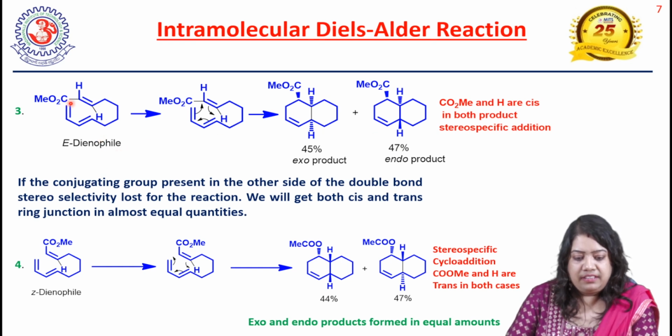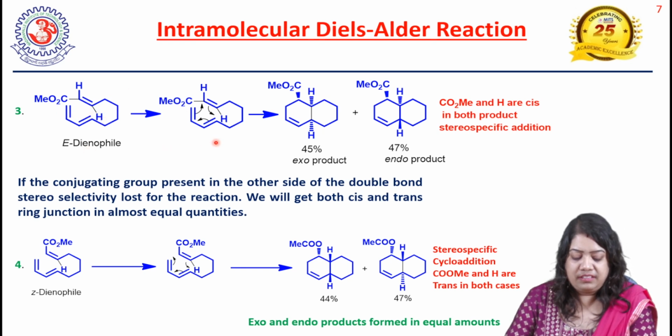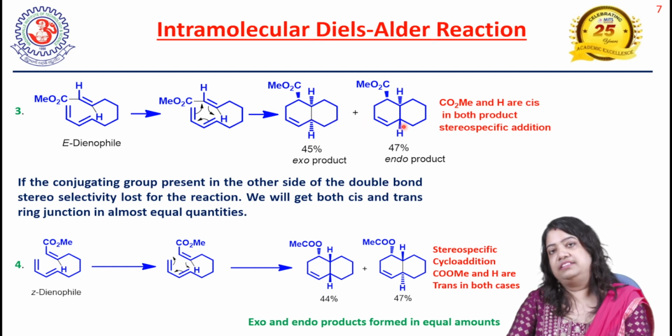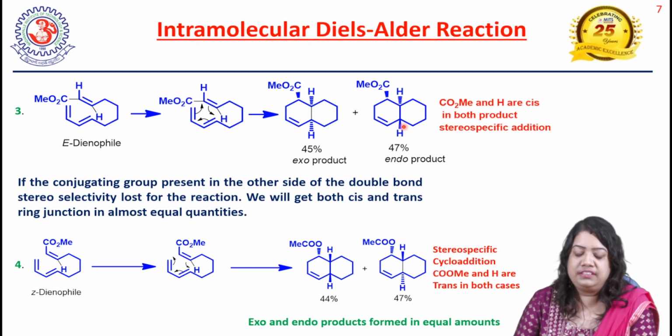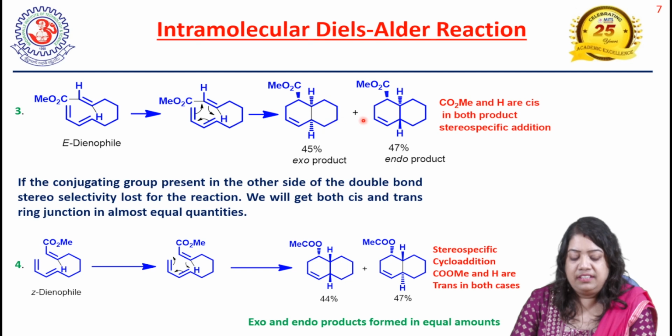Here you see this CO2Me, this is the E dienophile. Here CO2Me and this bond are trans to each other, so CO2Me and this hydrogen are cis to each other. Now in the product, we will find that after product formation, this CO2Me and hydrogen are cis to each other. So in both the exo and endo products, this hydrogen and CO2Me groups are cis to each other. So this is a highly stereospecific reaction, but there is no stereoselectivity in this reaction.